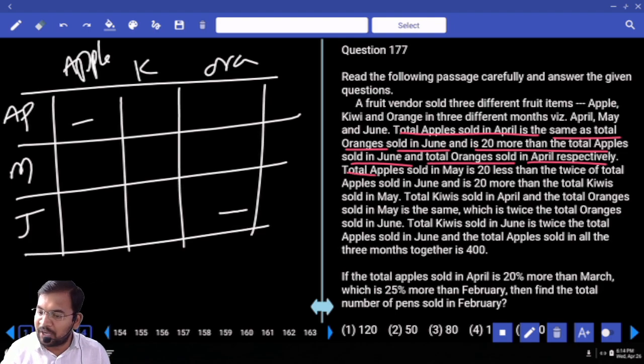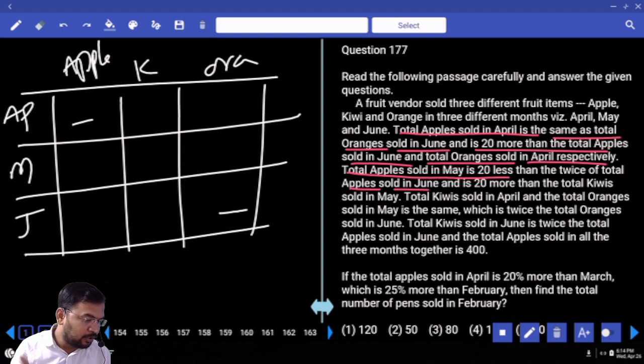Total apples sold in May is 20 less than twice the total number of apples sold in June. June we don't know, right? Say for example we assume some Y. In May it is 20 less than twice of June. Twice of June is nothing but 2Y. 20 less is nothing but minus 20. Are you clear? Next.